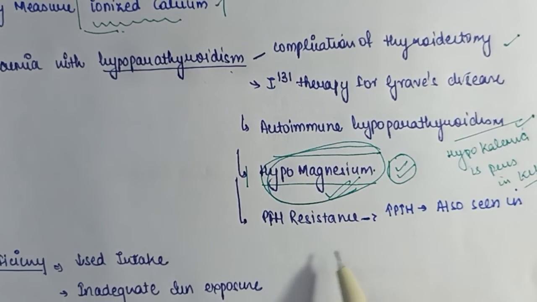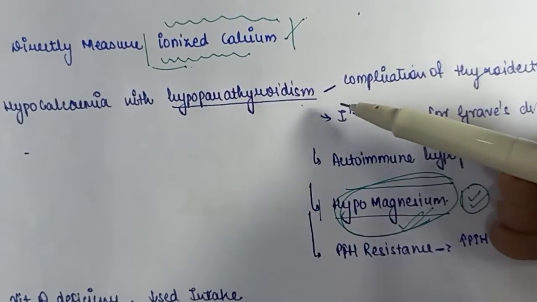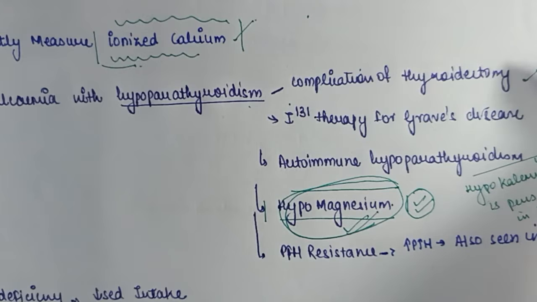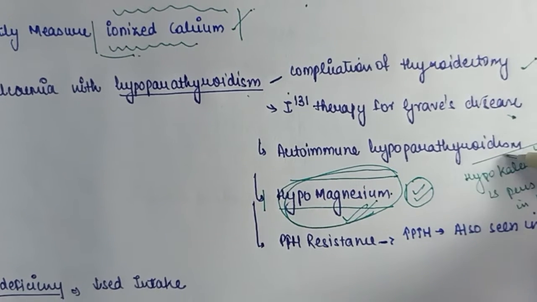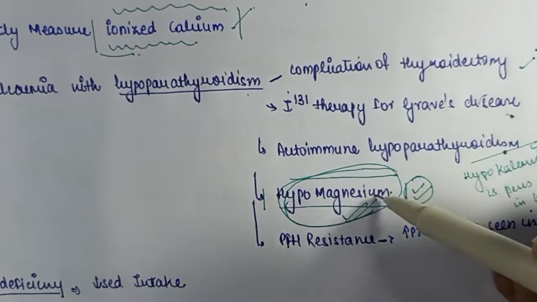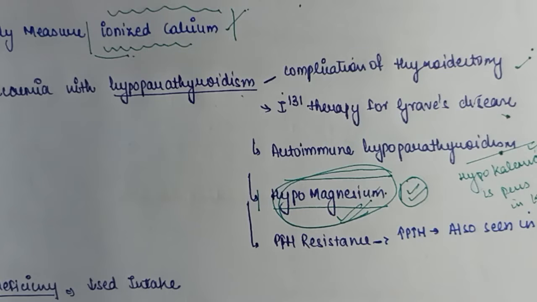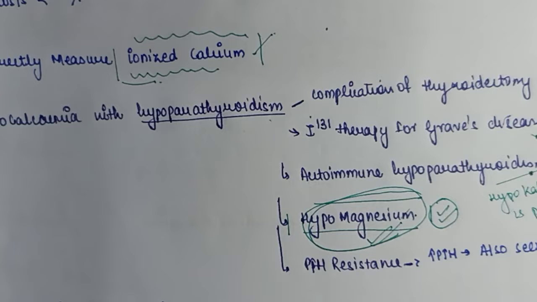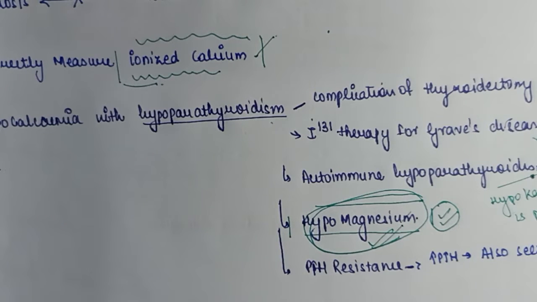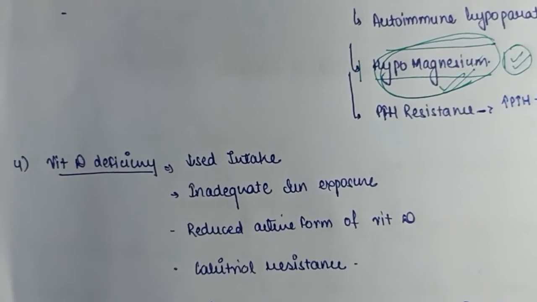Next thing we should look for: the cause of hypocalcemia with hypoparathyroidism can be a complication of thyroidectomy, or it can be seen in patients with Graves' disease after iodine 131 therapy. There can be autoimmune hypoparathyroidism, and hypomagnesemia is very important. So three things you should always keep in mind before correcting hypocalcemia: albumin level, acid base disturbances, especially respiratory alkalosis, and third is hypomagnesemia. Magnesium is very important. So the next cause of hypocalcemia is vitamin D deficiency.